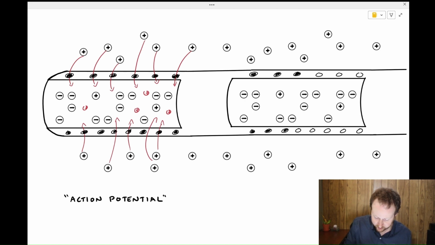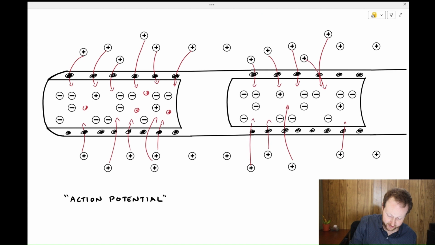So as a result of this increase of positive charge over here on the left, the ion channels further down the axon start to open up, and just as before, these positive ions move through these ion channels into the cell. And this continues all the way down the length of the axon. So what we would say is that this change in net charge, or this action potential, propagates down the length of the axon.